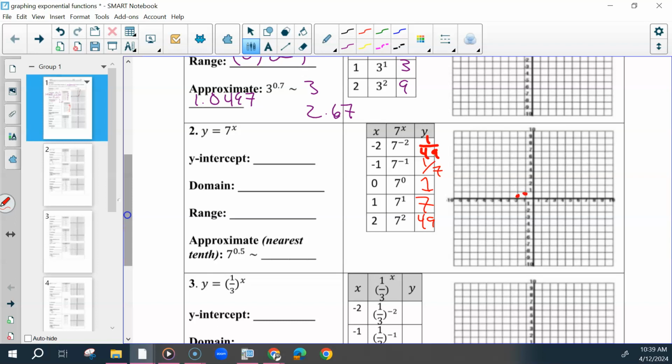I don't know how to do that. Which one? Just make it really, really close to the x-axis. So it has that same curve, it's just a little steeper, because of the base.